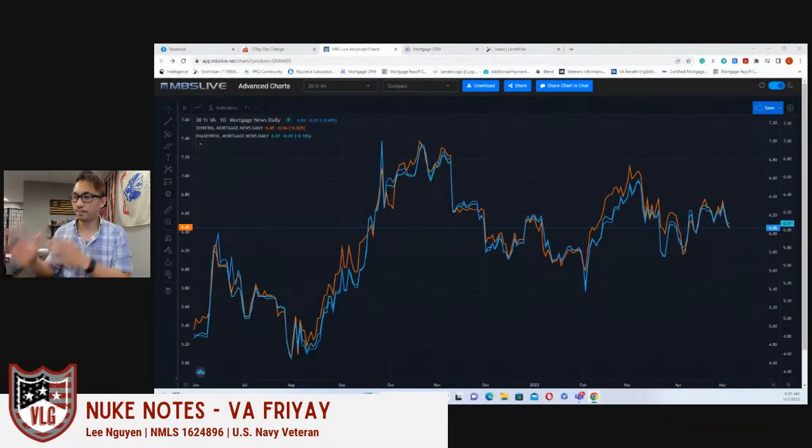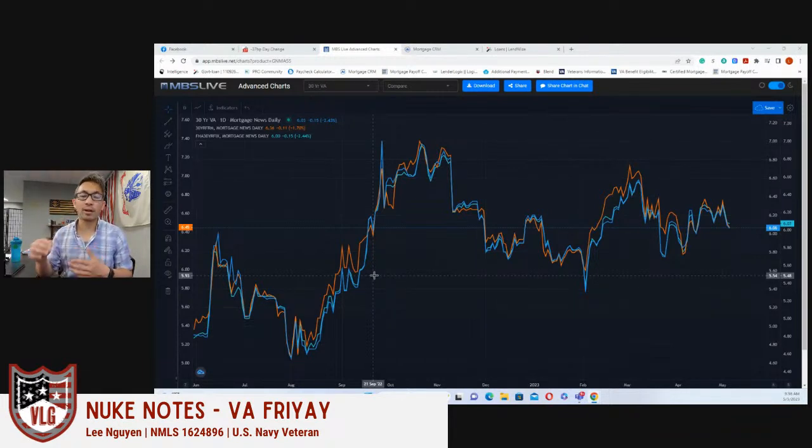Anyway, getting right into it, I'm going to show you guys the difference between VA rates and other rates. In this chart, I have FHA, VA, and conventional. The conventional line is the orange line, and the other two blue lines are FHA and VA. FHA and VA run on essentially the same trend because they're both government loans. There are very, very small differences between the two, but mostly the rates are about the same.